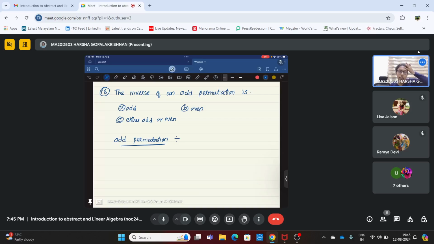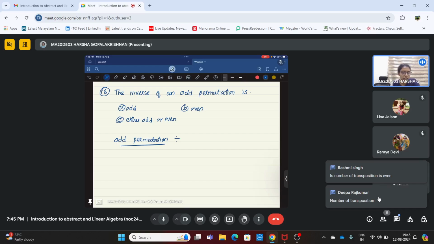Permutation we know, right? Like the bijective map from the n-digit set. So 1, 2, that is, yeah, number of transpositions. Depending on the number of transpositions, we will say whether it is odd or even.